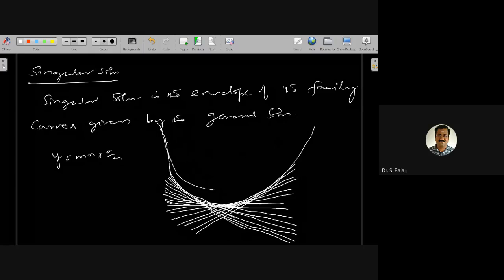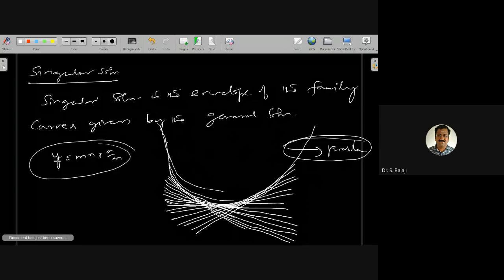Therefore, for this family of straight lines, a curve touches each and every member of the family. That curve is nothing but a parabola. Therefore, this parabola is called the envelope of the family of straight lines like this, and this curved parabola is also called the envelope of the given family of straight lines.